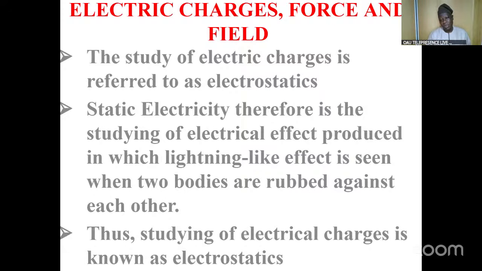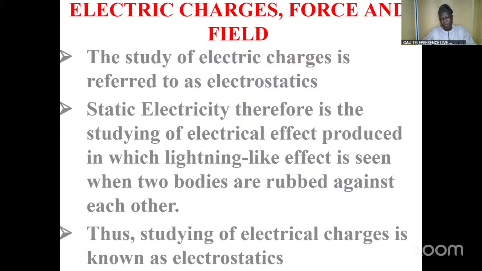Zero. And so most of the introduction we are making here is not to totally remove or nullify velocity, but to tell you that the electrostatic motion is not so related to speed. And so we now discuss static electricity itself. Static electricity is the study of electrical effects produced, in which a lightning-like effect is seen when two bodies are rubbed against each other.